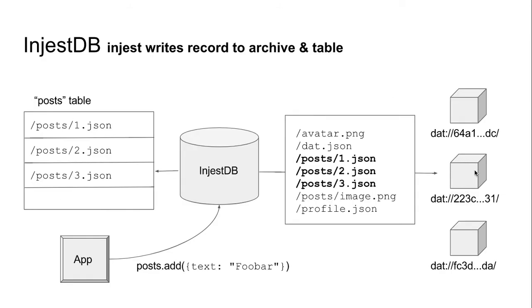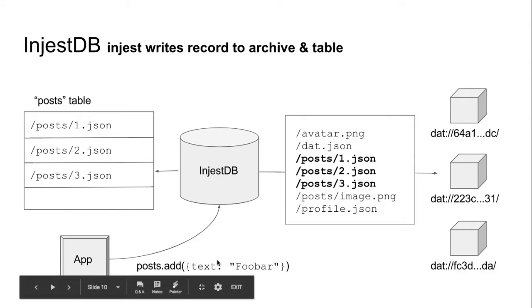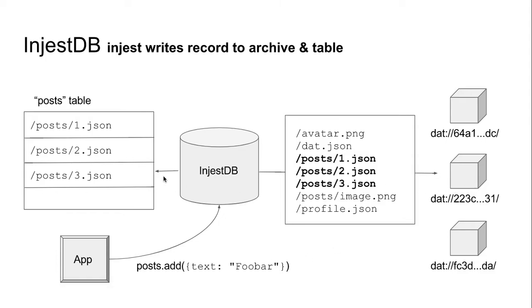And so the archive is sort of the source of truth. If we were to knock out the table, which we actually could do, we could consider this table as being kind of a cache. The real data is being stored inside of this archive and distributed out into the network using DAT. So we could knock out this table, rescan the archive, pull these three JSON files, and then repopulate the posts table. So the most important write occurs on the archive, but for efficiency, InjestDB also writes it directly to the cached table.